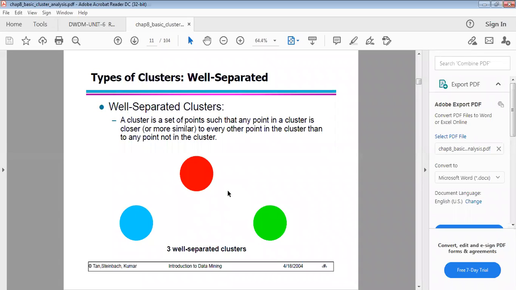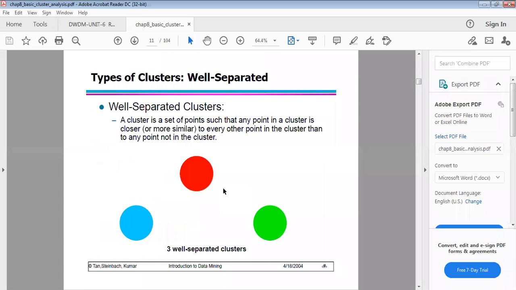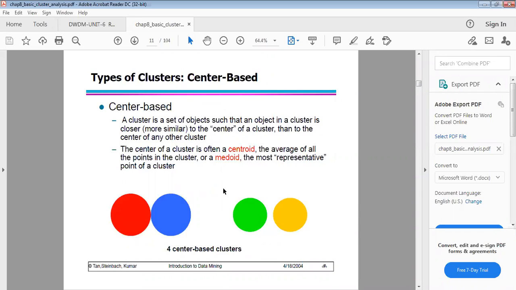First one is the well separated clusters. Here the clusters are represented separately, for example red, green, and blue. So separate clusters are the well separated clusters. Next one is the center based cluster. Center based means each cluster is represented by a medoid or a centroid. These are the center based clusters.